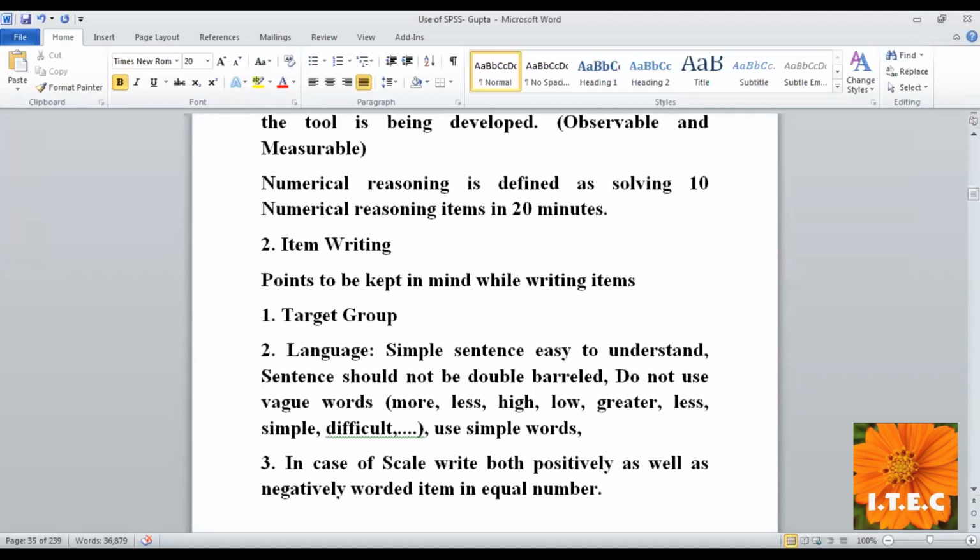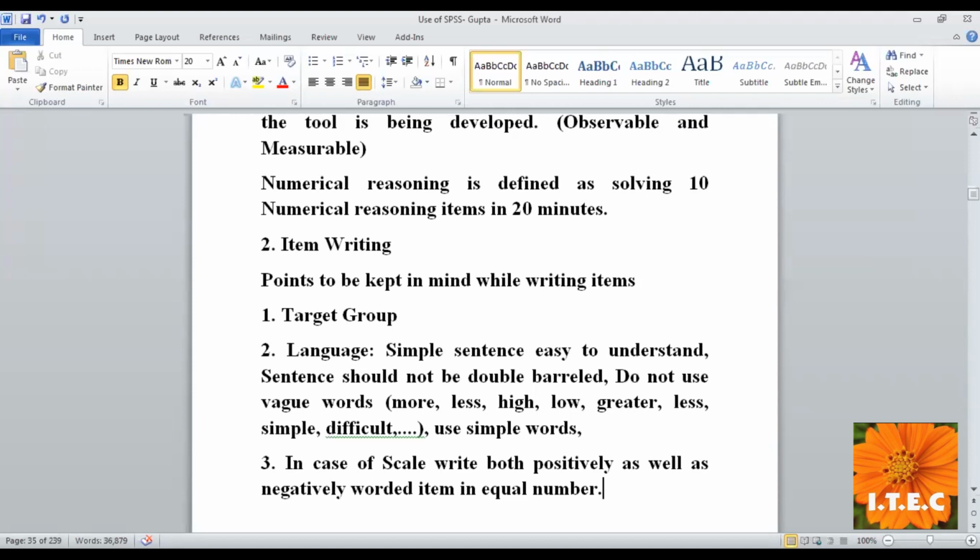Why? If you write more positively worded items, then your net result will be positive. If you write more negatively worded items, then your net result is negative. But if you want the neutral, then the positively worded and negatively worded items must be in the equal number. If you are writing 30 items, then 15 must be positively worded and 15 must be negatively worded.